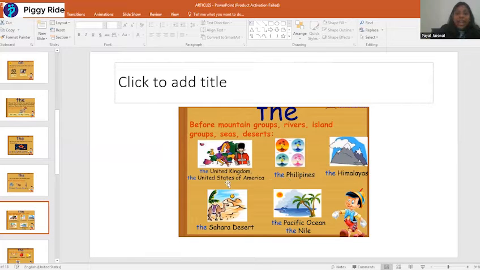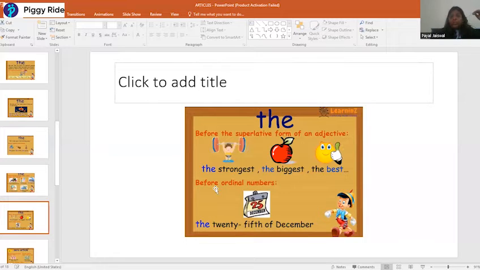The United Kingdom, the United States of America, the Philippines, the Himalayas, the Sahara Desert, the Pacific Ocean, and the Nile. So remember, kids, that whenever there are mountain groups, rivers, island groups, seas, and deserts, use the article "the".